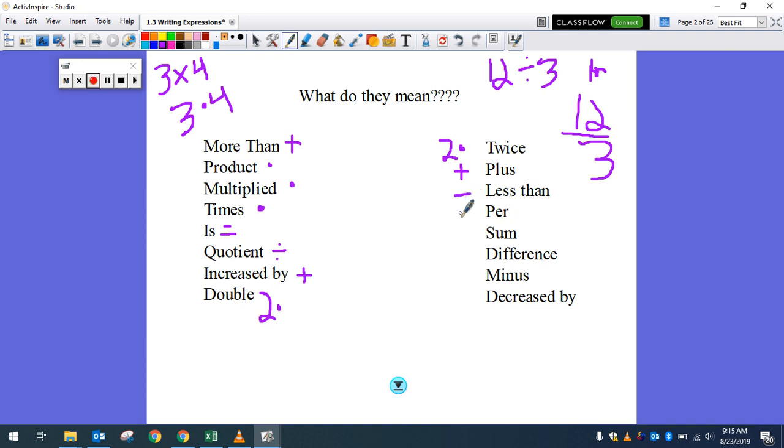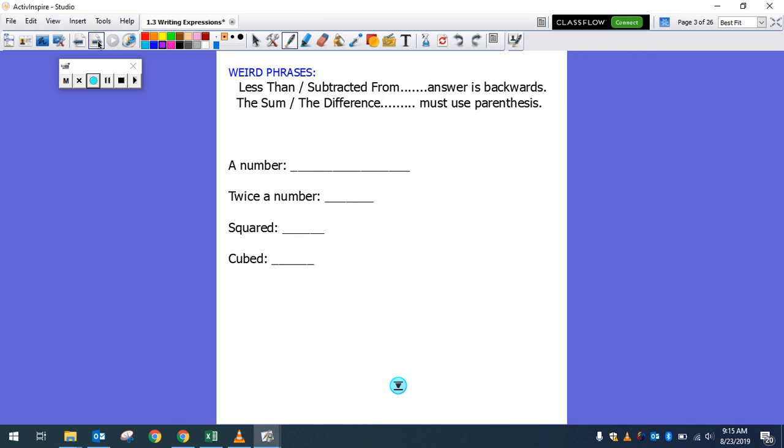Per is another division. Per means to divide. Sum means to add. Difference means to subtract. Minus means to subtract. And decreased by means to subtract. Okay, so any of those that you did not know, please write them in your notebook. All right, I want you to pause it and I want you to write down these 2 phrases. Okay, hopefully you have them written down.